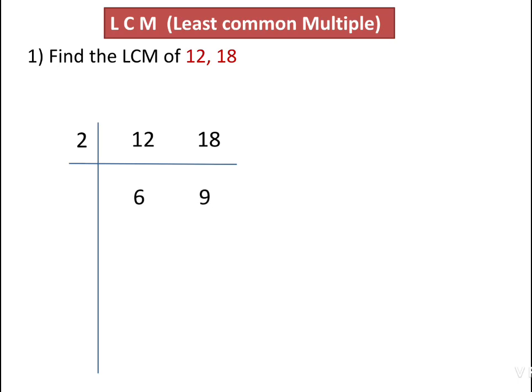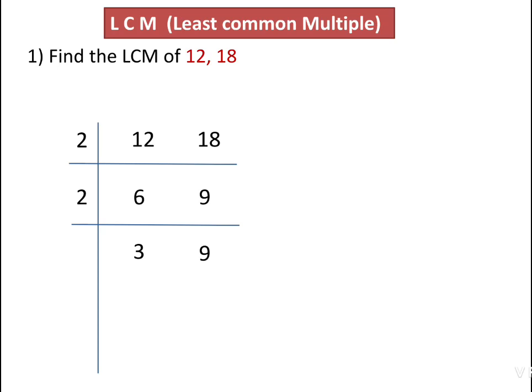6. In 18 how many 2s? 9. Then the next numbers are 6 and 9. In 6 and 9, is any number divisible by 2? That's our next step. If any one of the numbers is divisible by 2, we take 2. When we take 2 here, in 6 how many 2s? 3. 9 is not divisible by 2, so we write 9 itself. This is the method: if a number is not divisible by 2, we write the number itself.